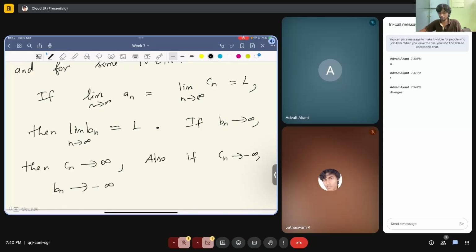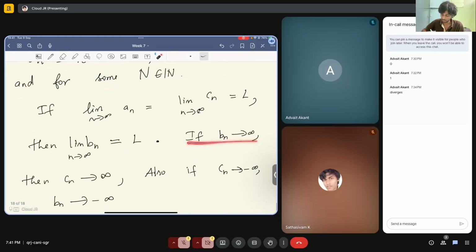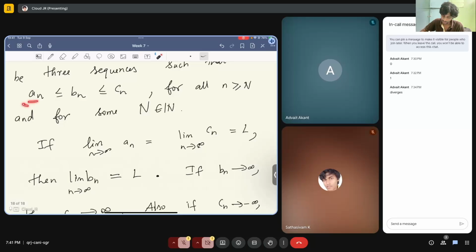These are some kind of comparison, because you can see if b_n goes to infinity, then since c_n is always greater than b_n, c_n also has to go to infinity. Similarly, if c_n goes to minus infinity, but b_n is smaller than c_n every time, then b_n also goes to minus infinity. That's some kind of comparison. But the actually interesting one is when both of these converge to the same limit, then the middle one also converges to the same limit. Remember this, because this is going to be very helpful.